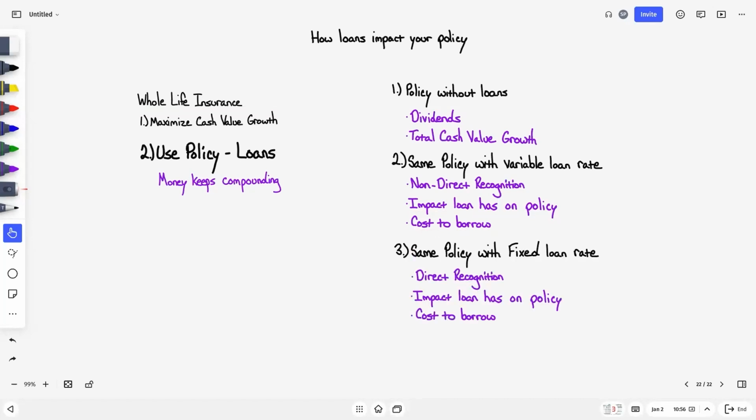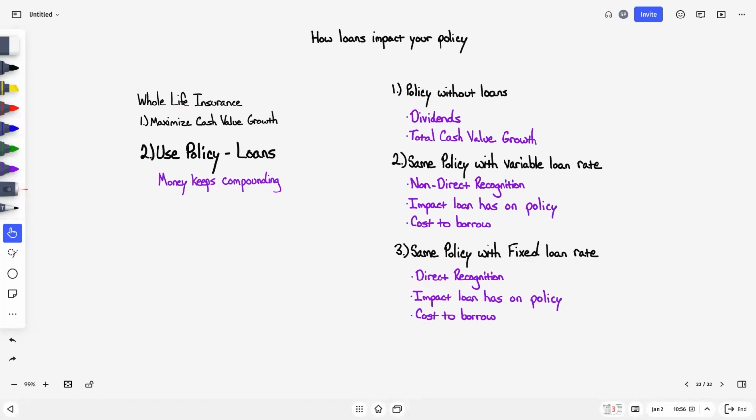Then what we'll do is compare that exact same policy with a fixed loan interest rate. So we're going to look at an insurance company that offers both a variable and fixed loan interest rate. It's a Mass Mutual product because they offer both. And if we elect the fixed loan interest rate, the policy is direct recognition. We'll do the exact same thing. We'll look at the impact that this loan has on your policy and the net cost to borrow.